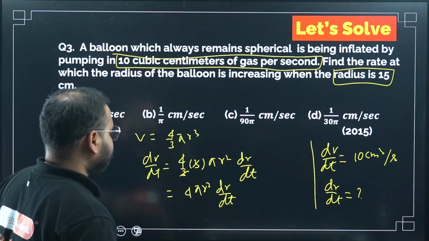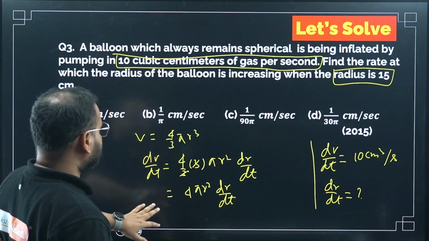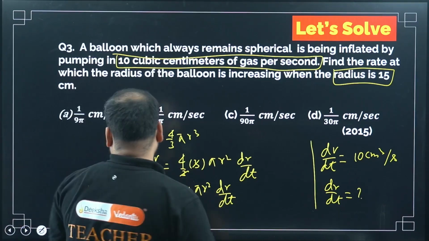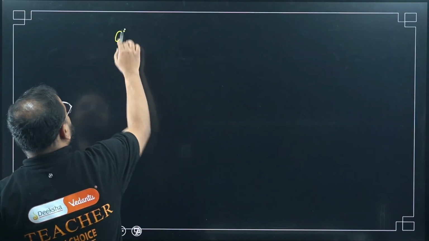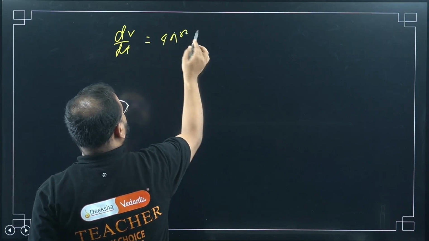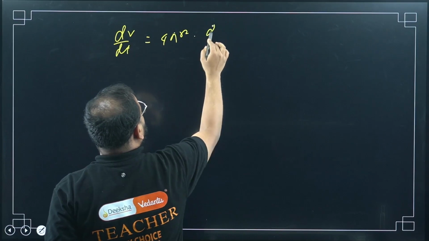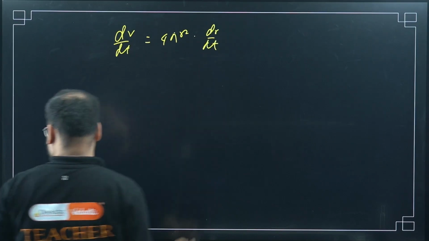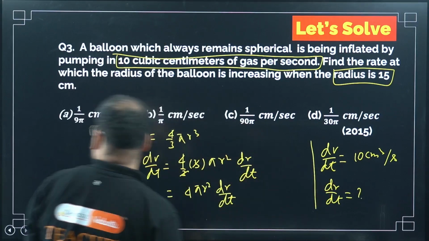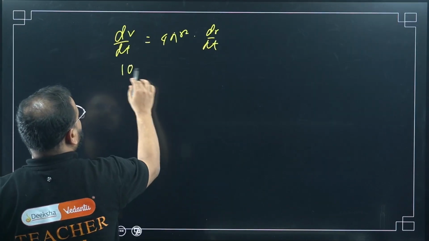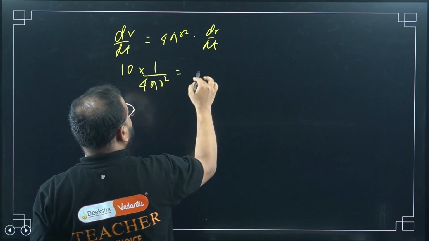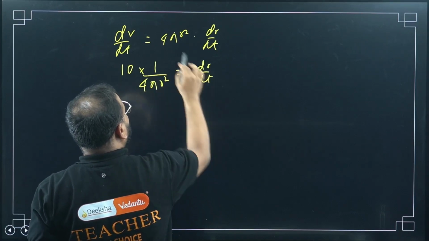All right, so let's do one thing. We will move everything to this side because we are looking to find dr by dt. So if I write it here, dV by dt again, I'm getting 4 pi r square times dr by dt. Please check, the same thing is written here. Now what is the value given here? 10 is my dV by dt. So I write this as 10, and 1 upon 4 pi r square equals dr by dt. How, sir? I have moved this over here.